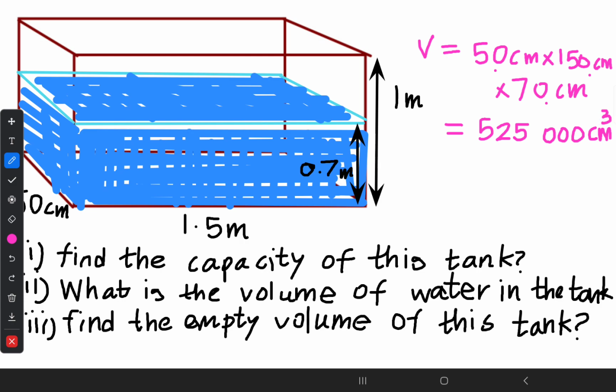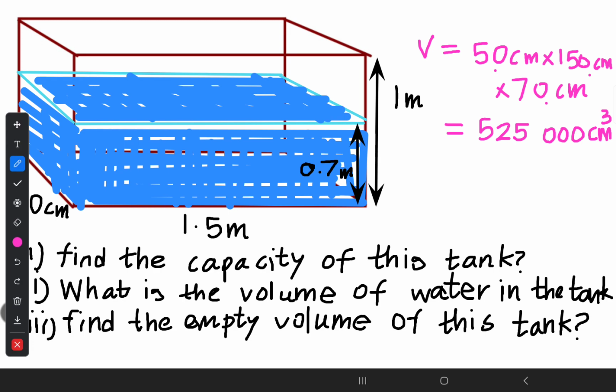No. This is the volume of water. For the water column, look at this: 50 centimeters times 150 centimeters times 70 centimeters. So it would be 525,000 cubic centimeters. This is for the second part of the question.